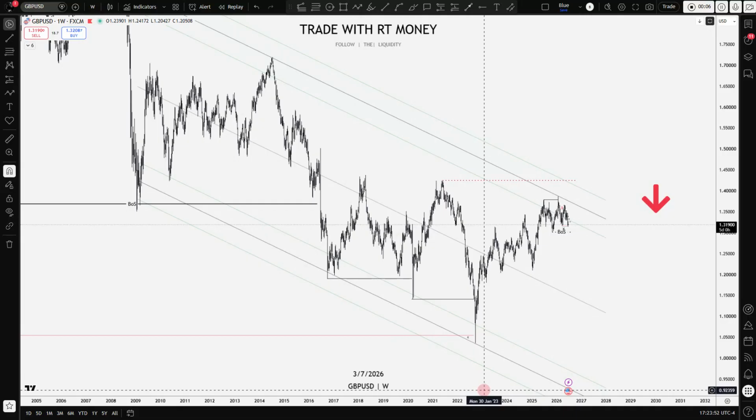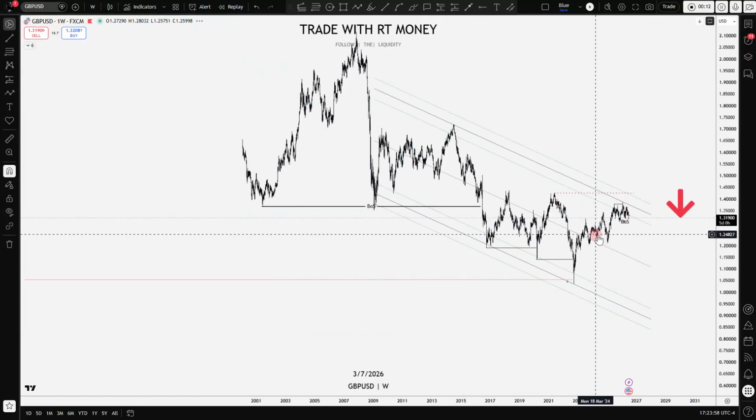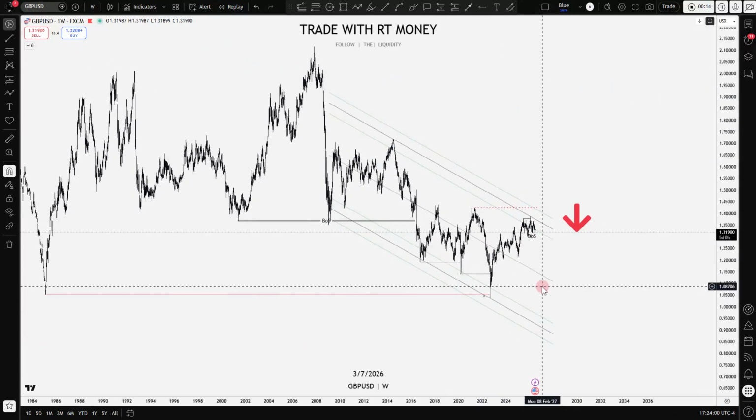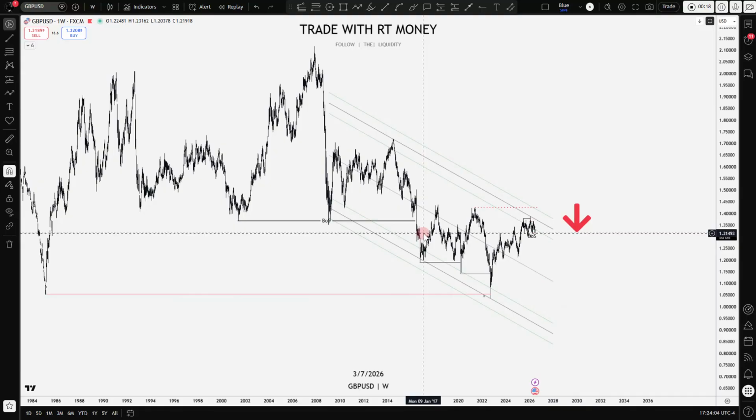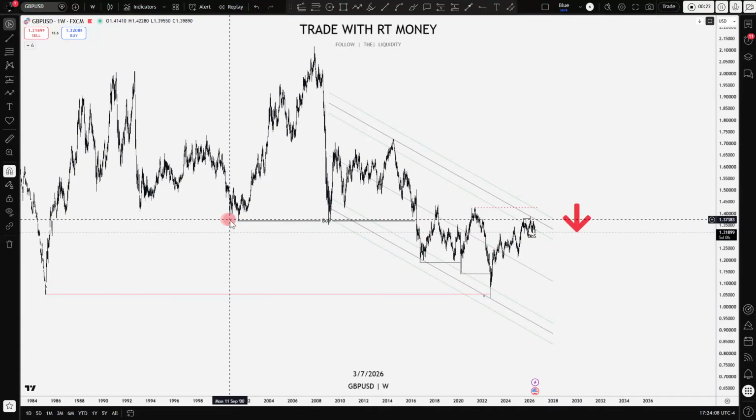We're looking at the pound USD cable. All right. Now, a quick look at the weekly tells us that the market is bearish, mildly bearish, but bearish. Why is it bearish? Look at this.